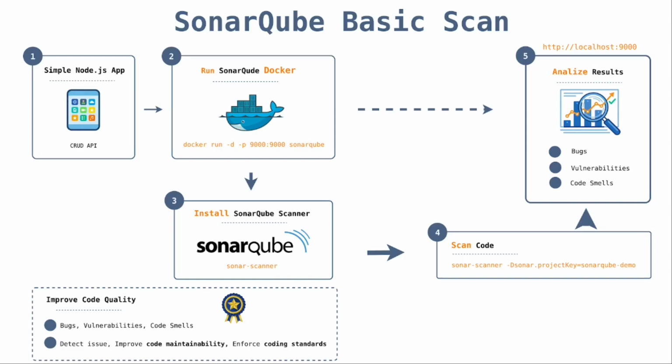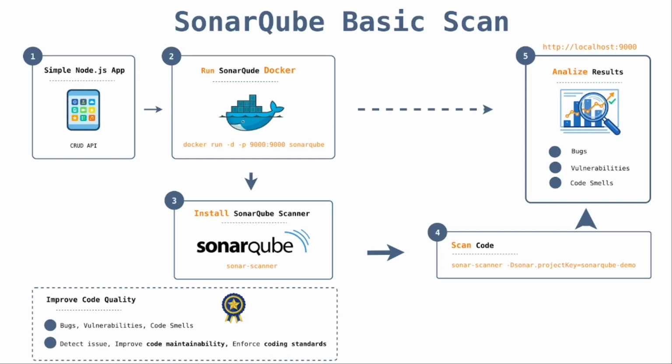In this beginner-level project, you will work with a simple application such as a CRUD API built with PHP or Node.js and perform a local code scan using SonarQube running in a Docker environment. This setup allows you to quickly experiment with real-world code quality tools without complex infrastructure.